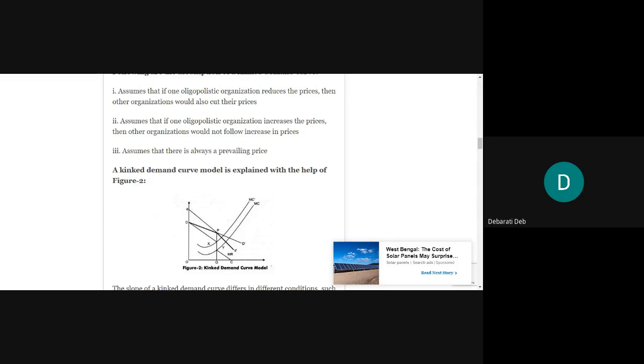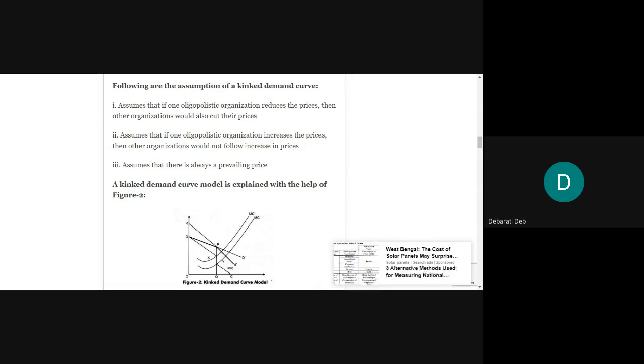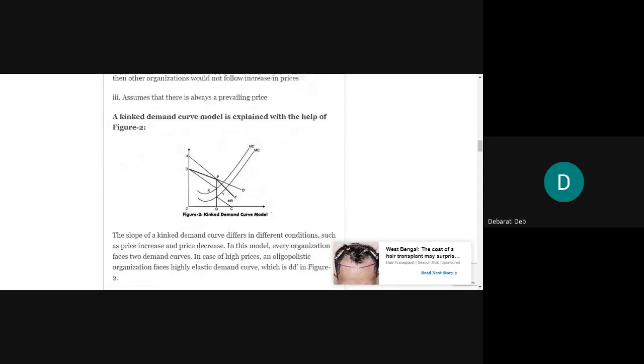So in the kinked demand curve, there are 3 assumptions. One is that if one oligopolistic organization reduces the price, then other organizations would also cut their prices. Second assumption is if one oligopolistic organization increases the price, then the other organizations would not follow the increase in price. Okay, so if one firm reduces the price, the other organizations will also reduce the price. But if one firm increases the price, the other organizations will not increase the price. Third assumption is there is always a prevailing price in the market. These are the 3 assumptions of the kinked demand curve.